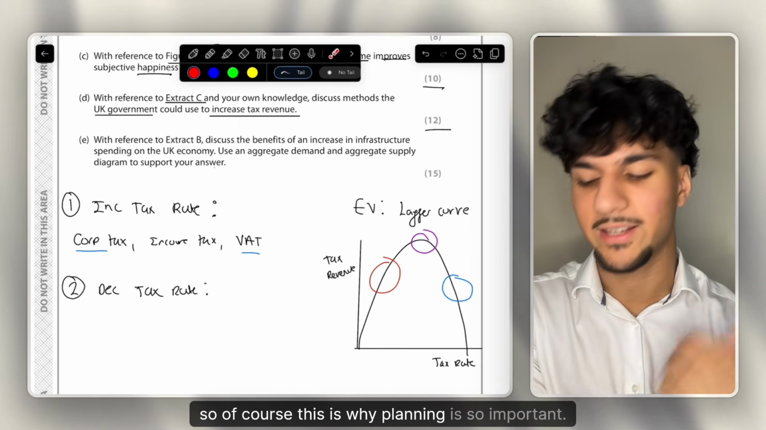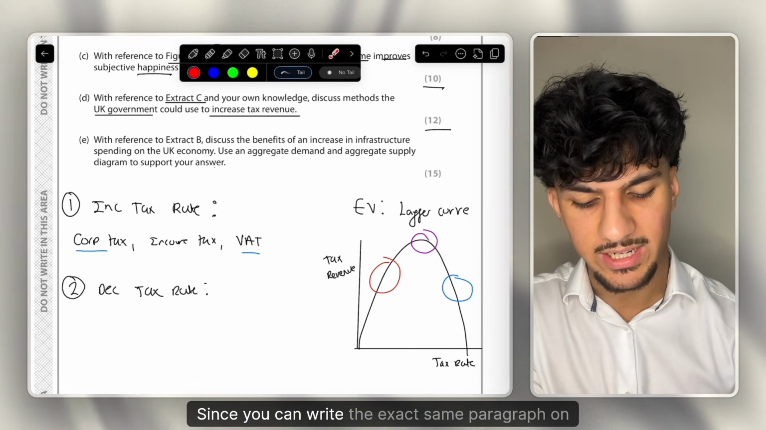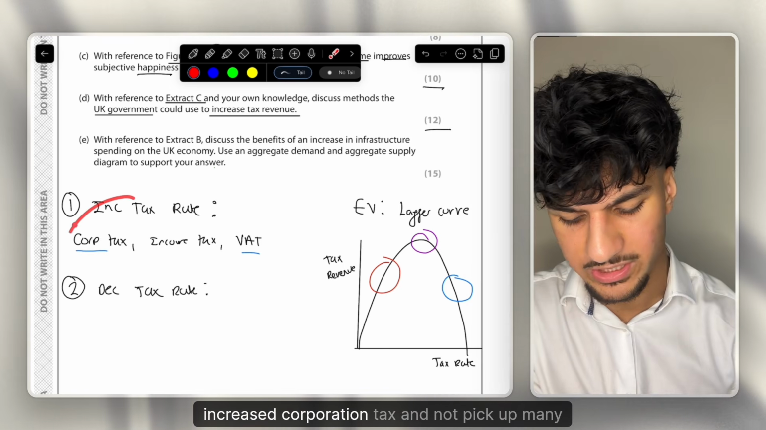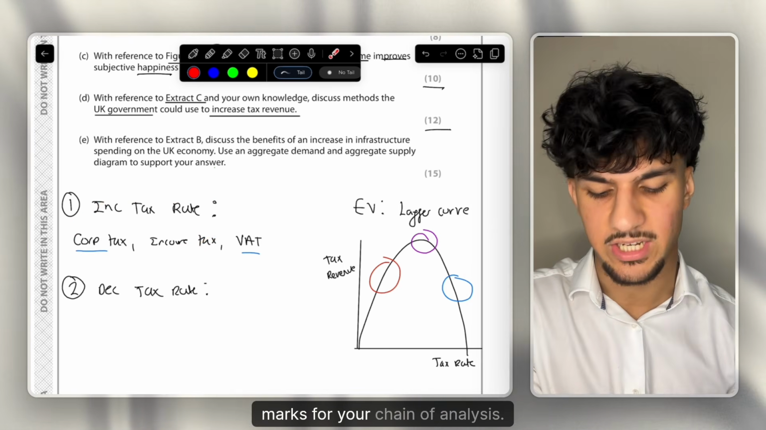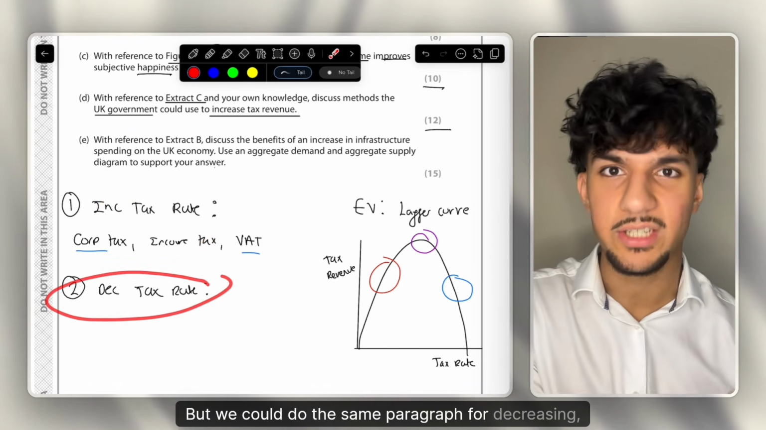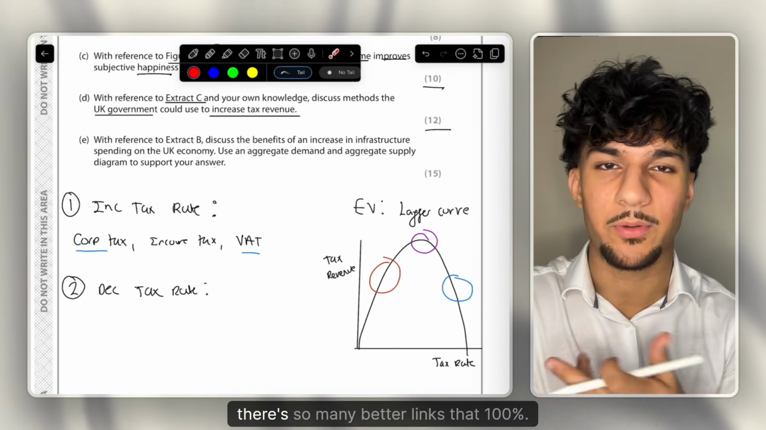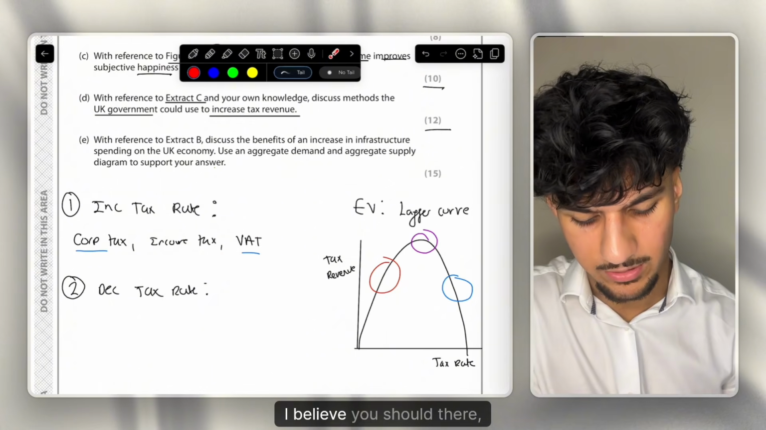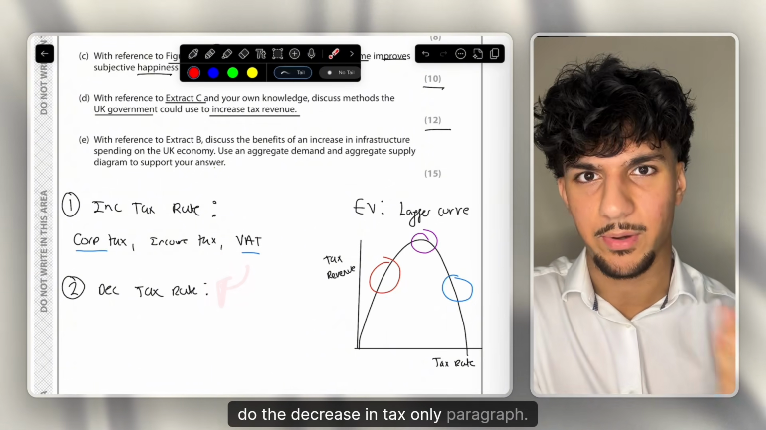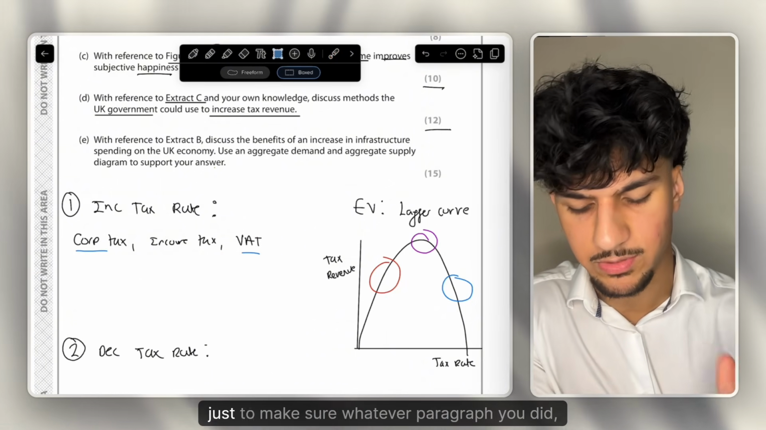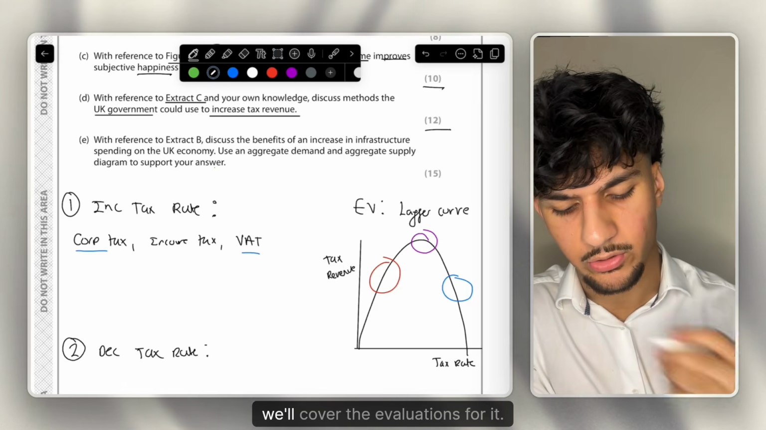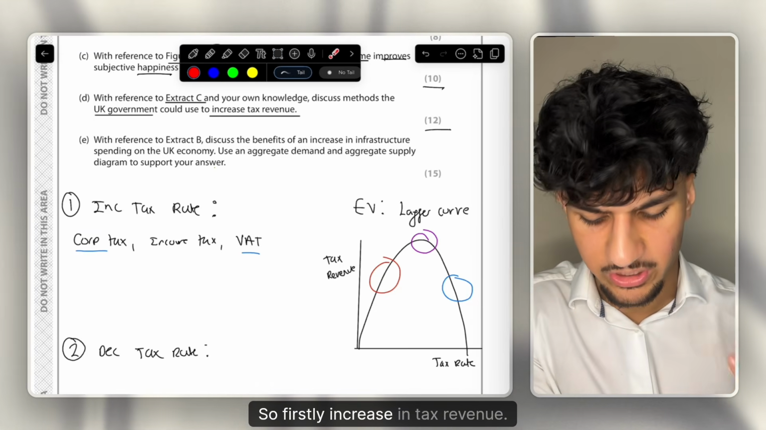So of course, this is why planning is so important, since you can write the exact same paragraph on increased corporation tax and not pick up many marks for your chain of analysis. We could do the same paragraph for decreasing tax rates, and there's so much more chain of analysis. There are so many better links that 100% I believe you should do the decrease in tax rate paragraph. But we'll go through evaluations for them both, just to make sure whatever paragraph you did, we'll cover the evaluations for it. So firstly, increase in tax revenue.